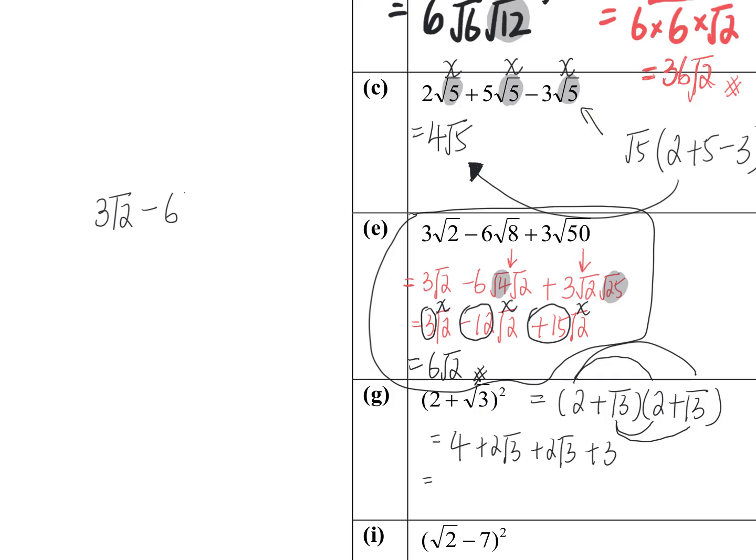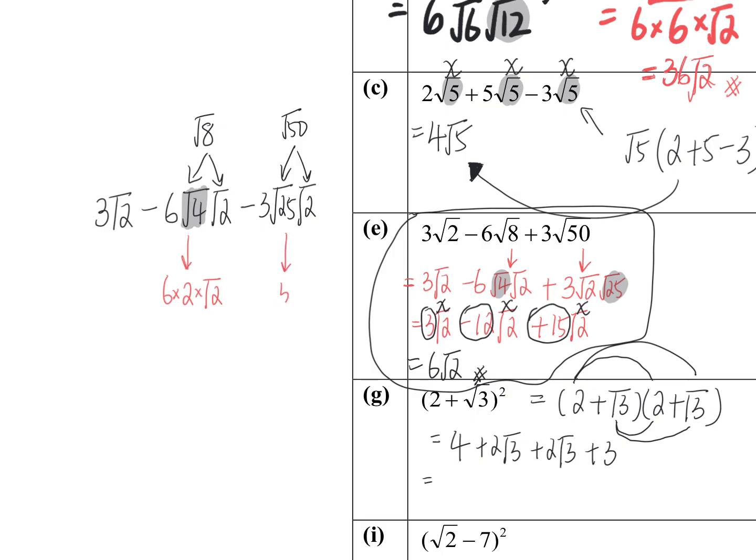Root 8, I can simplify into root 4 times root 2. Correct? So this is from root 8. This 50, I can split it into 25 times 2. So this is from root 50. Okay, but if you calculate, root 4 is just a 2 in your calculator. Root 25 is just a 5. So if you simplify, you get 6.